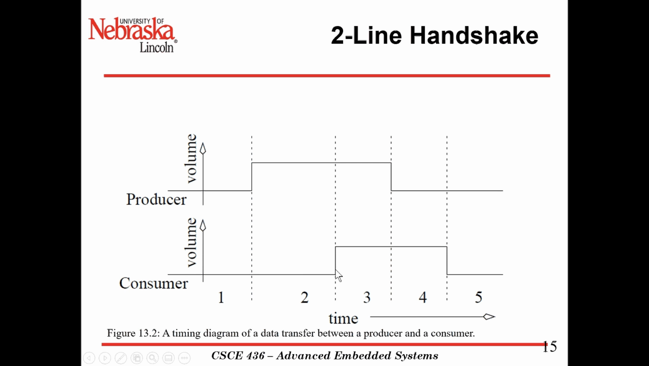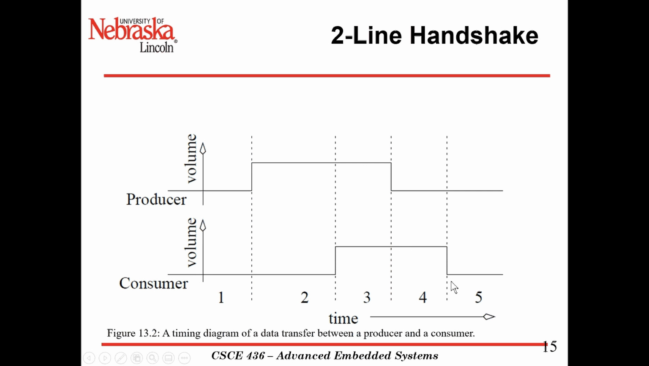finally, between time 2 and time 3, takes those M&Ms and starts screaming, I got those M&Ms, I got those M&Ms, until the producer hears that and stops screaming M&Ms. And once he stops screaming M&Ms, then the consumer can stop screaming, I got the M&Ms. And both are happy. And that is a timing diagram of the data transfer between that producer and the consumer over time.